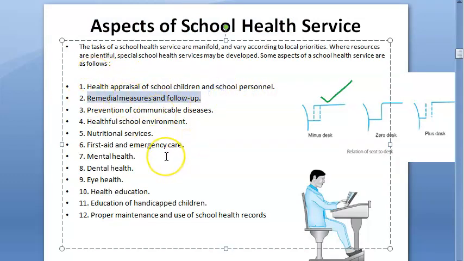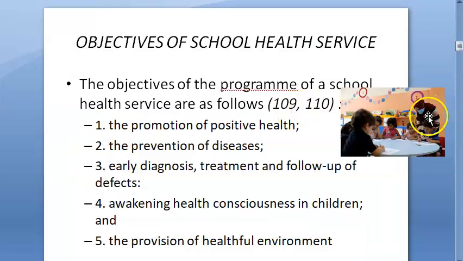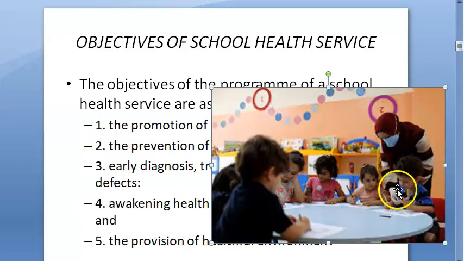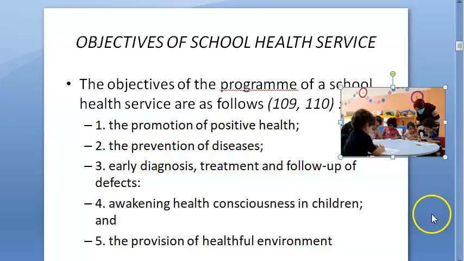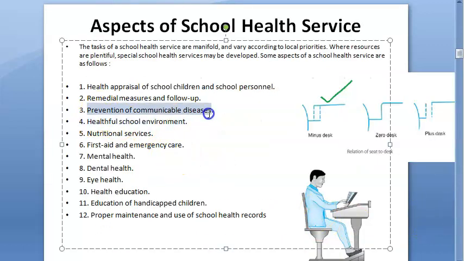Remedial measures and follow-up: you will suggest the remedial measures, treatment, and then follow up. Prevention of communicable disease. You know what a communicable disease is? In school, from one child, another child can get a disease. That is a communicable disease, like infectious diseases. So you want to do prevention of communicable disease. If they have a disease, you do health appraisal and suggest measures. Kids staying near each other, germs will spread. Same with hand washing: they should wash their hands. So you want to prevent these communicable diseases.